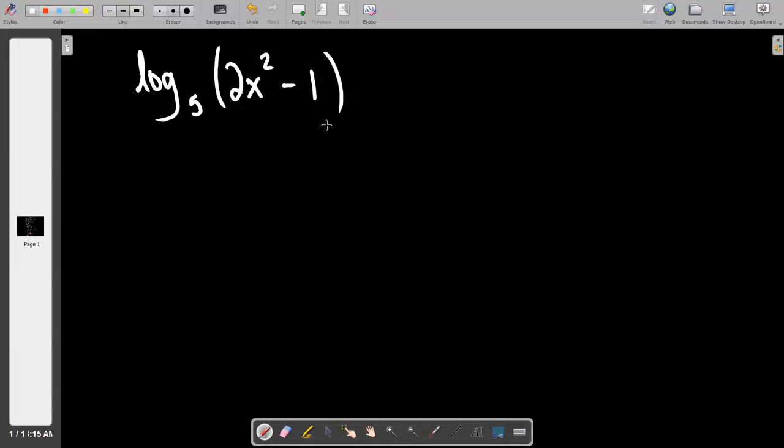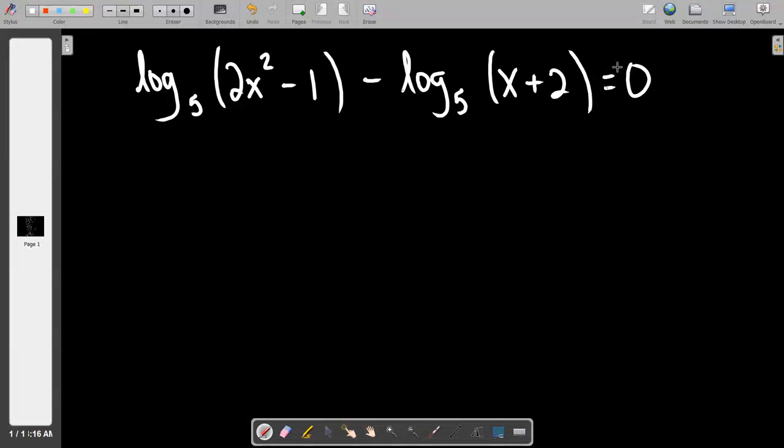So 2x squared minus 1 minus log base 5 of x plus 2 equals 0. Remember, on the last problem, we had 2 answers, but we had to show one of them the door, right? We had 2 candidates, I guess is how I should put that. One of them stayed, the other was kicked out.